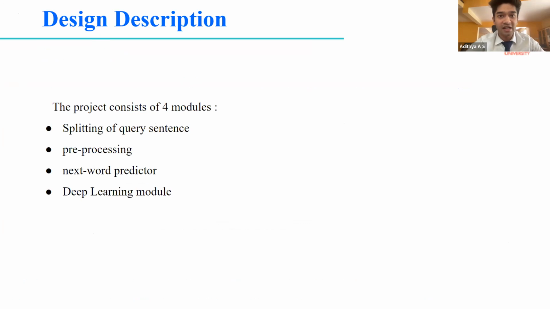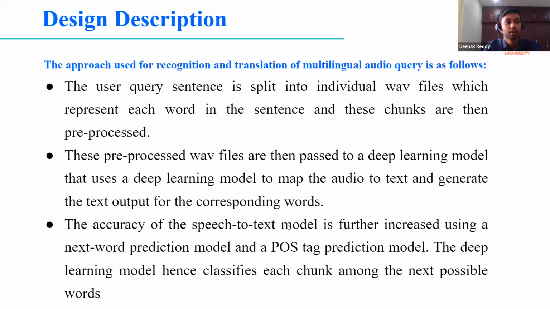Deepak will now go through the design description of our project. So the approach that we came up with can be broadly divided into 4 modules. First is the splitting of the sentence module, then the pre-processing module, then the next word predictor module, then the deep learning module.